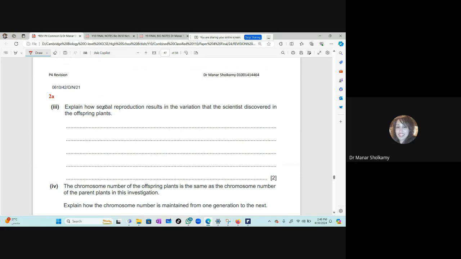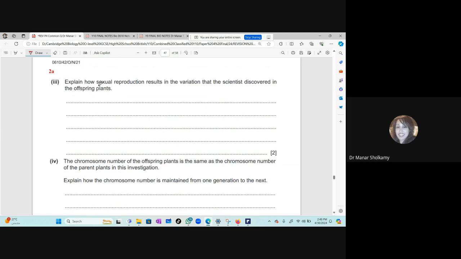Explain how sexual reproduction results in variation that the scientists discovered in the offspring of plants. How does sexual reproduction cause variation? Random mating. Offspring not identical. Fertilization. Random mating causes variation, yes. What in sexual reproduction causes variation? The gametes. Exactly. You will talk about meiosis, which is nuclear division or reduction division, where the cells will be reduced from diploid to haploid to give me gametes.